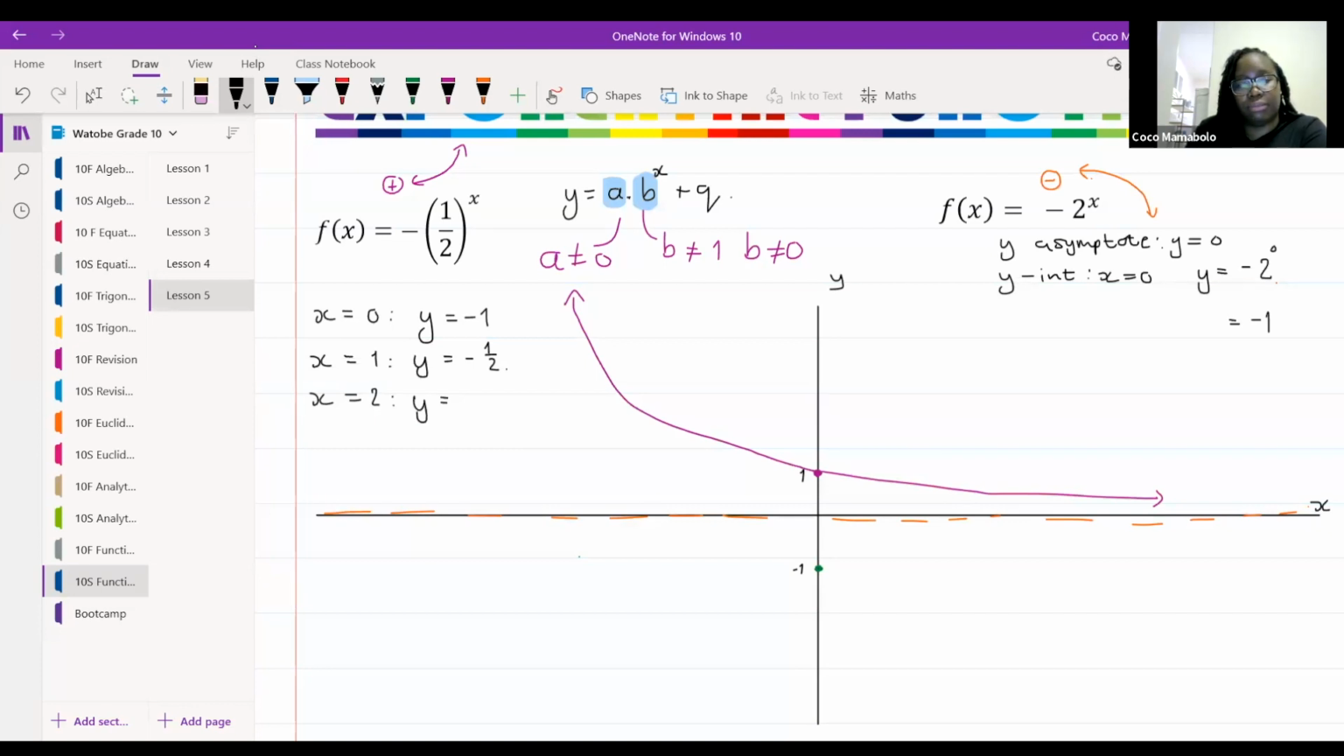Good. Negative up here. Don't forget the negative. -1/4. At x is equal to -1, what will I get? And at x is equal to -2, what will I get? Good. At x is equal to -1, y will equal -2. And at x is equal to -2, y will equal -4. Good. Right. So my graph will also be inverted in that it will move in this direction like that.